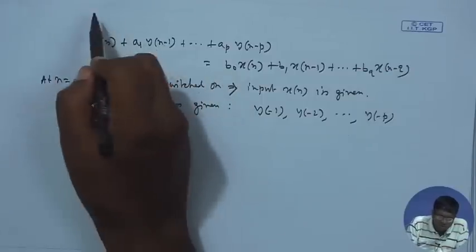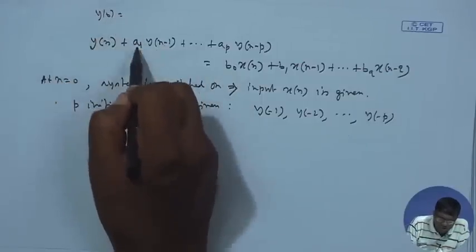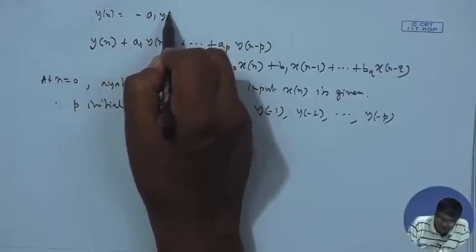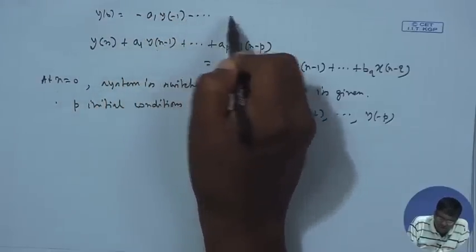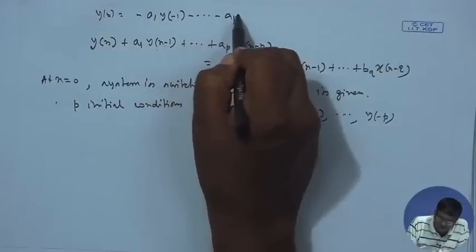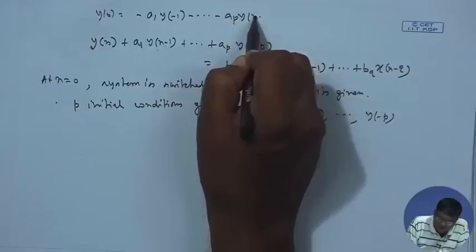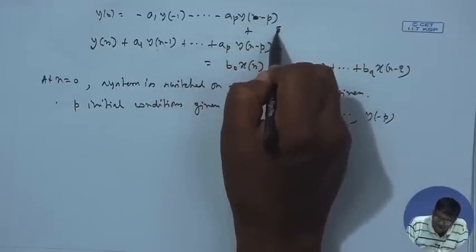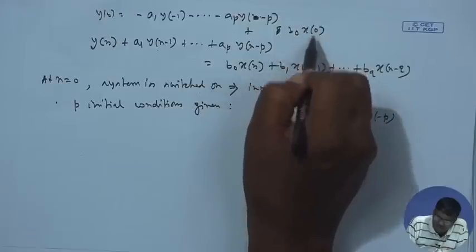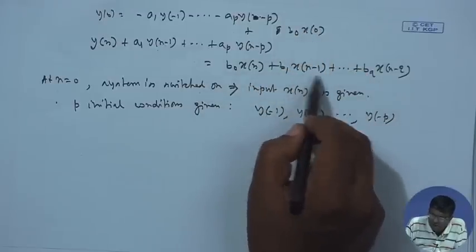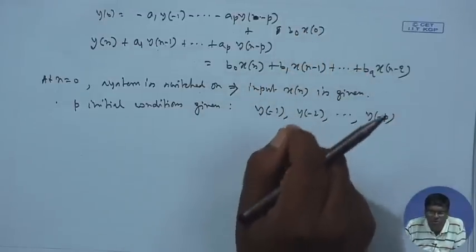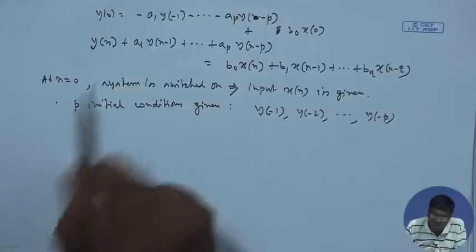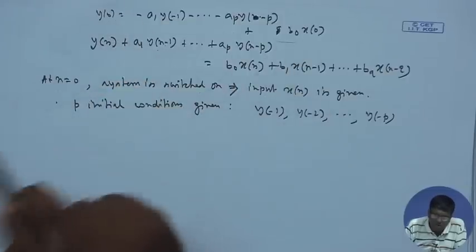How? y 0 will be, you take these things to the right hand side, minus a 1 y minus 1, dot dot dot, minus a p y minus p, and then you have only b 0 x 0, because I am switching on at n equal to 0. So no input was given, input was 0 before that. So just b 0 x 0, using that you find out y 0.